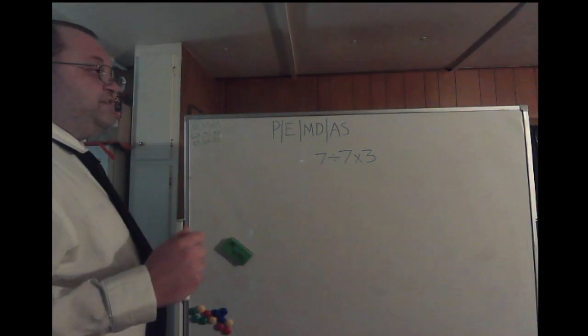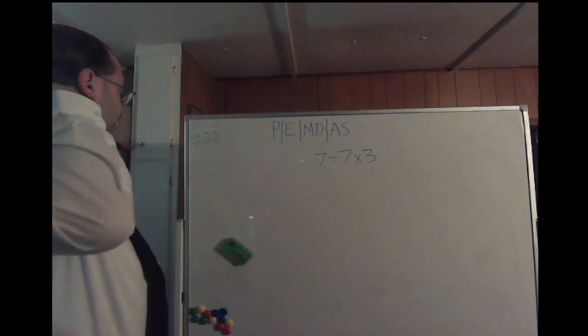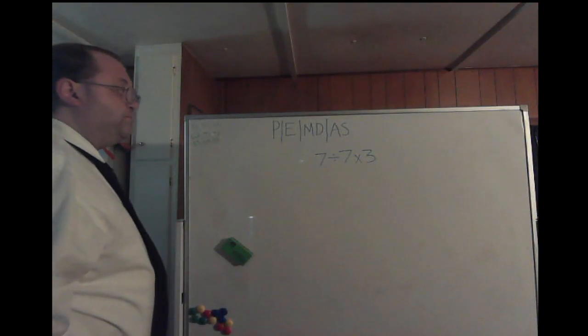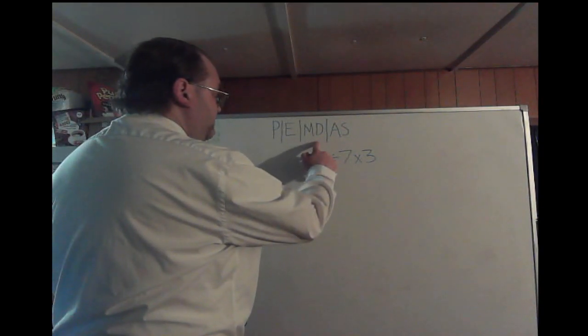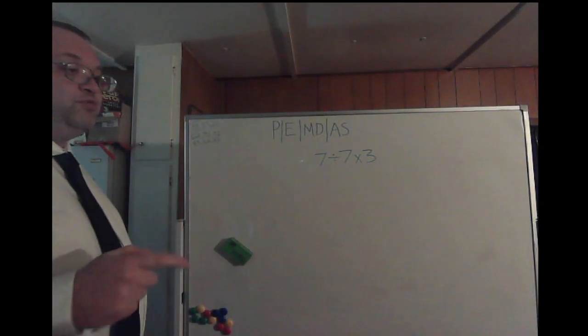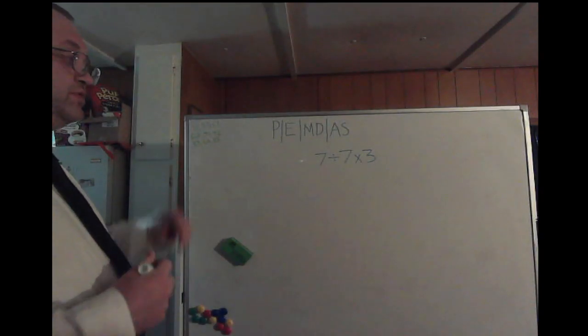Multiplication and division have the same priority as we proved back in Basic 1. They take the same priority, so if you see multiplication and division, you work from left to right. And then once you've done your multiplication and division, you do addition and subtraction. Those have the same priority, which I'm going to prove to you why today. Those work from left to right.